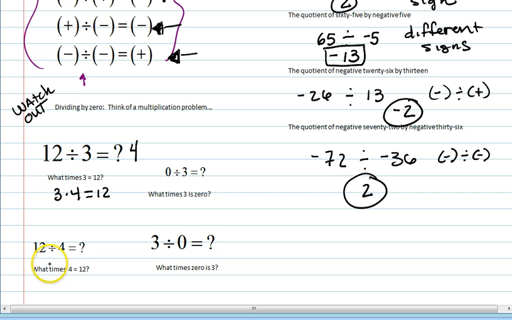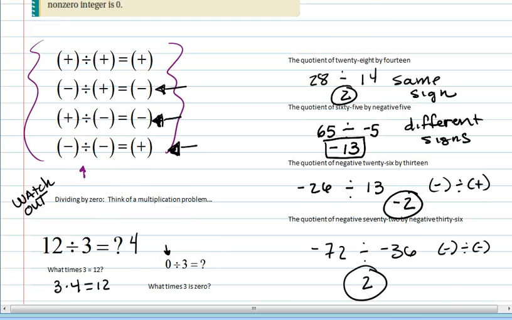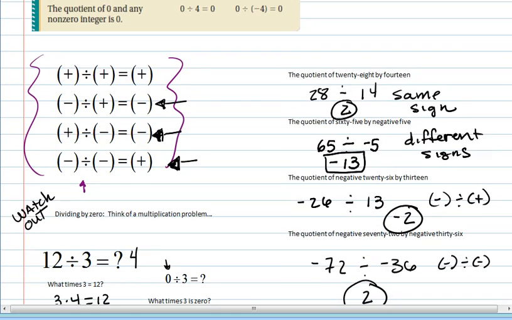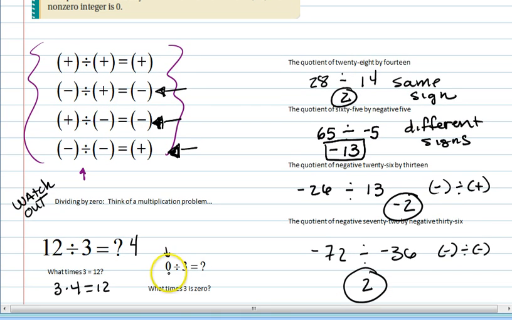If I take 12 and divide it by 4, what times 4 equals 12? Well, 4 times 3 equals 12. So the answer to this division problem is 3. Now let's look back at our third rule. The quotient of 0 and any non-zero integer is 0. That's a problem just like this. I have the quotient of 0 and a non-zero integer. It's saying that my answer should be 0.